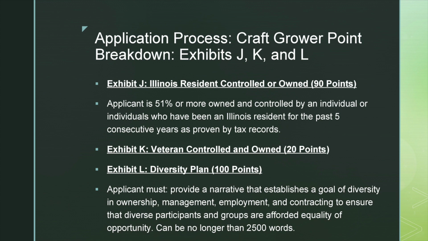Exhibit K is veteran controlled and owned. Again, this is 51% or more controlled by an individual or individuals who can prove their status as a veteran. That is 20 points. Exhibit L is your diversity plan, which is 100 points or 10% of the application. The applicant must provide a narrative that establishes a goal of diversity in ownership, management, employment, and contracting to ensure that diverse participants and groups are afforded equality of opportunity. And this can be no longer than 2,500 words.